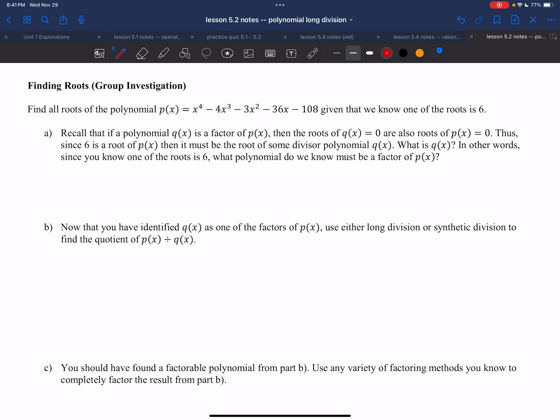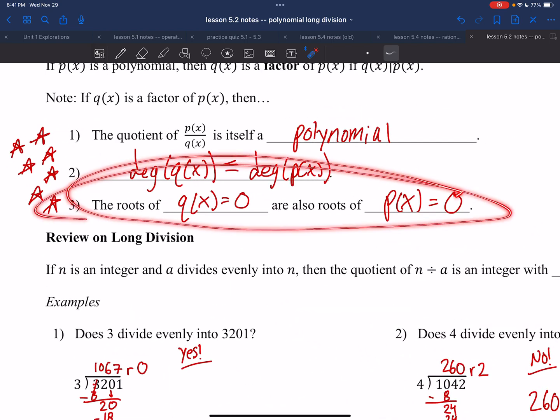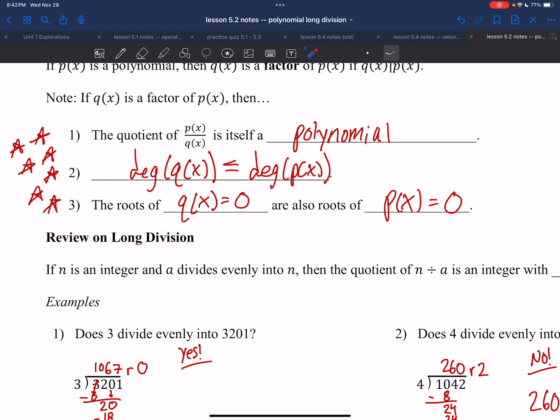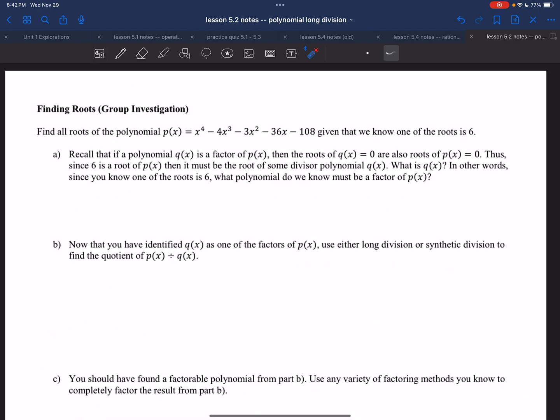So this last little group investigation is just on finding roots. It's very similar to what we just did, but it's just a longer problem is all. So it says find all roots of this polynomial given you know one of the roots is 6. And you can pause the video and read what I wrote up here. But it basically says, look, if a polynomial q is a factor of p, then the roots of q are also roots of p. Remember, that's said all the way over here. This third fact right here, right? The roots of your factor are also roots of your dividend, your starting polynomial.